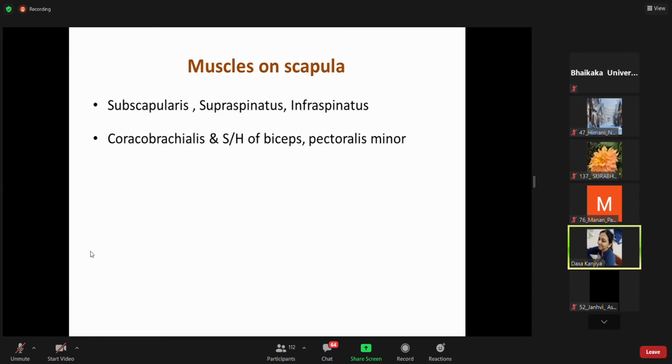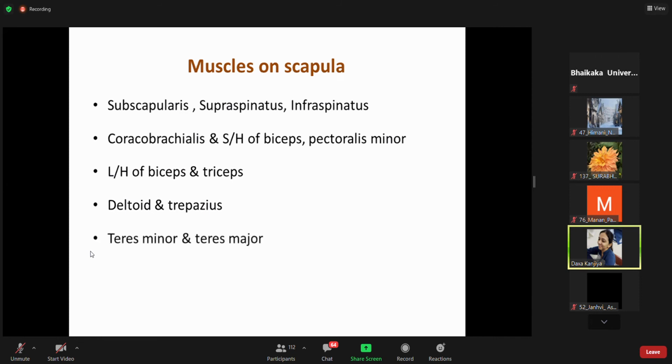Then the attachments on the coracoid process, the three muscles: origin of coracobrachialis and short head of biceps brachii, and the insertion of pectoralis minor. From the supraglenoid tubercle, origin of the long head of biceps. From the infraglenoid tubercle, origin of the long head of triceps. Then the attachments on the spinous process and the acromion process include deltoid and trapezius, teres minor, teres major, on the medial border three muscles, and attachments of serratus anterior.